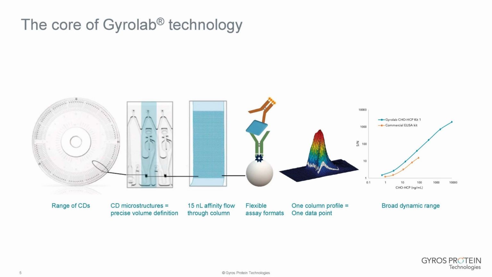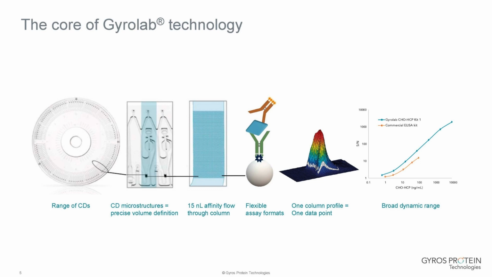So samples and reagents are transferred to the microstructure as part of the instrument. At the bottom of the microstructure, we have a 50 nanoliter affinity flow-through column where the immunoassay reaction happens. This allows us to have assays of different assay formats. It's very much an open platform, so things like competitive, sandwich and other types of assays can be performed.